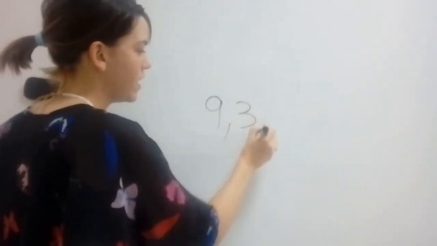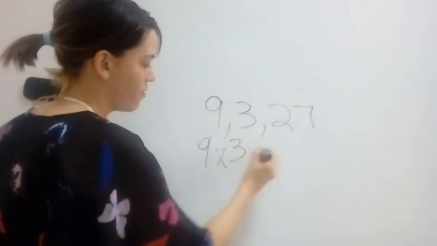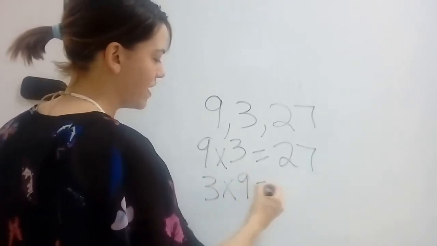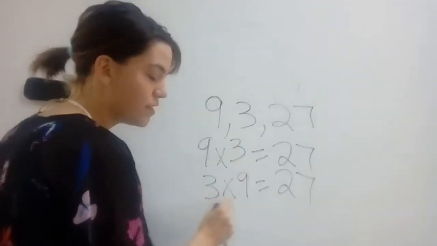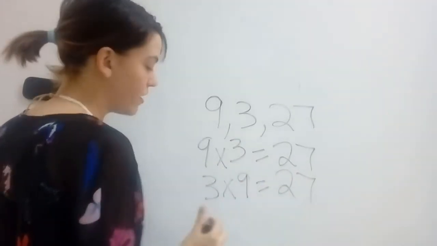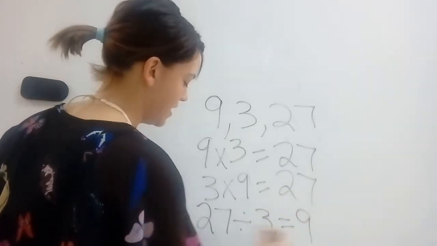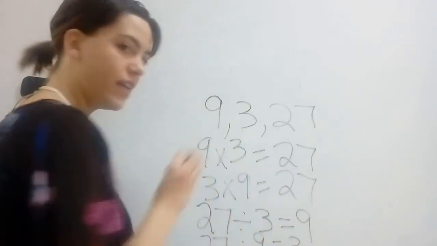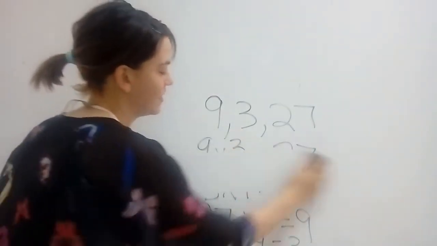9, 3, 27. 9 multiplied by 3 equals 27. 3 multiplied by 9 equals 27. Notice how the order does not change the answer. 27 divided by 3 equals 9, and 27 divided by 9 equals 3. So that's going to be a nice easy one on the test.